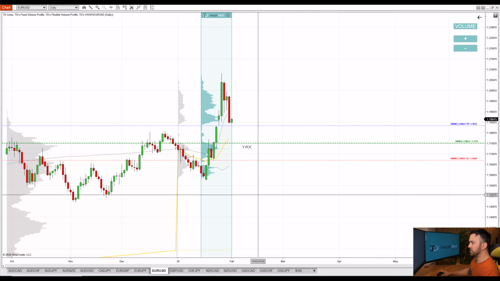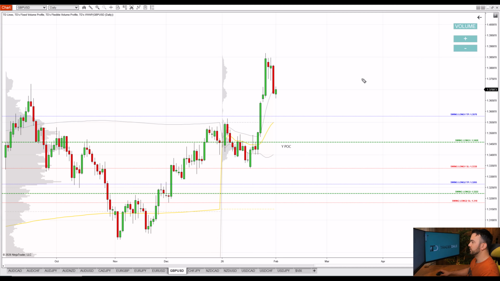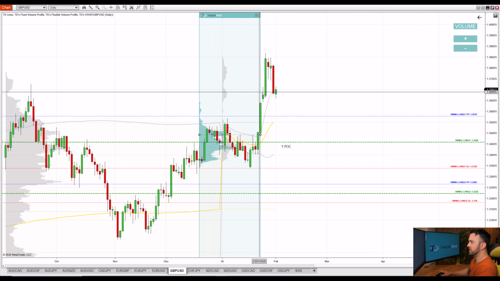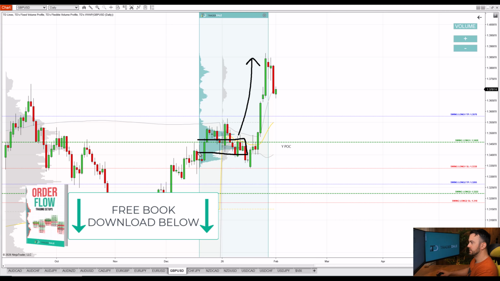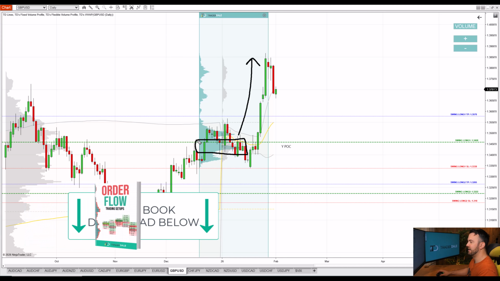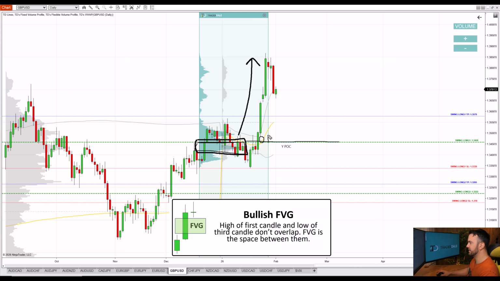Let me now go and show you my trading idea on the British pound. On the British pound, there was also a very strong up move recently, and again I wanted to trade this. So what I'm going to show you here is how the volumes were distributed before that up move. I wanted to show you this heavy volume zone. As you can see, my long level is right here at the beginning of this heavy volume zone, and also at the beginning of this little fair value gap, which is right here.